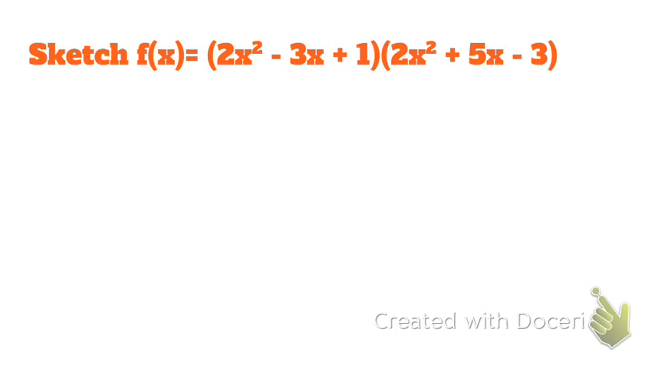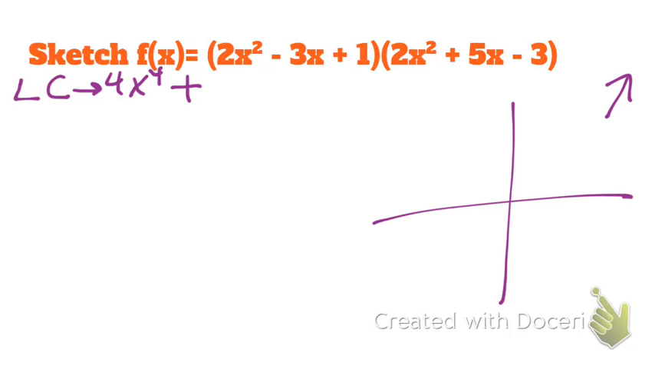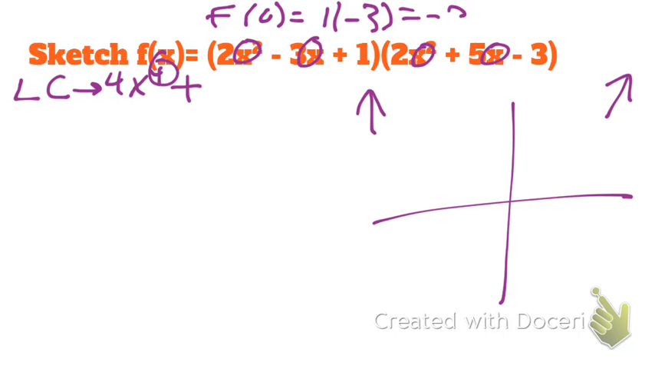Okay, one last example. So sketch f of x. Now this would be a 4th degree polynomial, and if we were to multiply it out, the leading term would be 4x to the 4th. So it's going to be positive. So if this is our final graph, I know it's going to rise to the right. And also, if we multiplied it out, the degree would be even, so it's also going to go up to the left. If we look for the y-intercept, we plug in 0 there, 0 there, 0 there, 0 there. f of 0 would become 1 times -3, which is -3. So the y-intercept is -3.